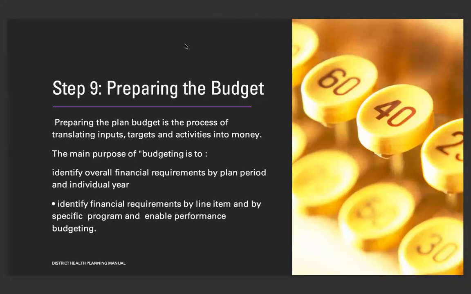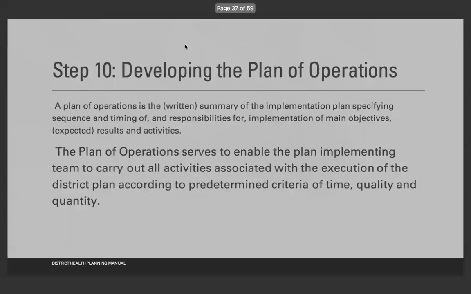Preparing the plan budget is the process of translating input, target, and activities into money. The main purpose of budgeting is to identify the overall financial requirement by plan period and individual year, identify financial requirements by line item and by specific program, and enable performance budgeting.